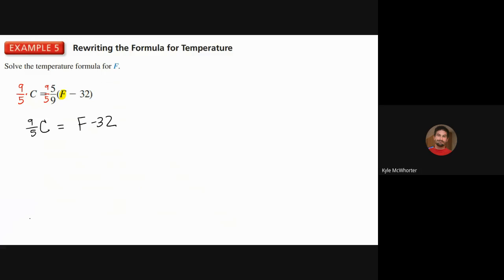And now we can get the F by itself just by undoing the subtraction. So the opposite of subtracting 32 would be adding 32.